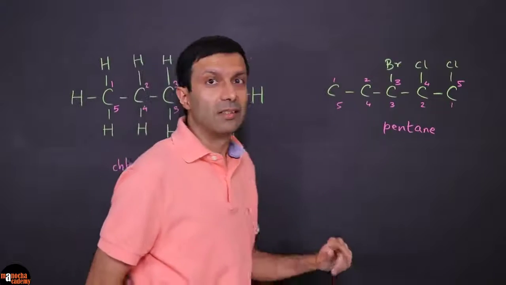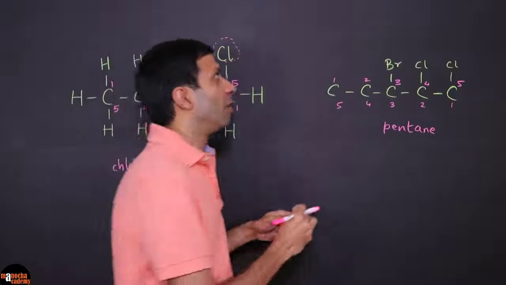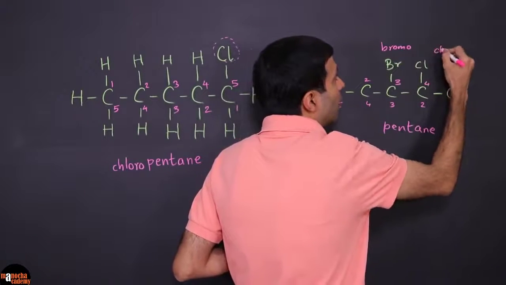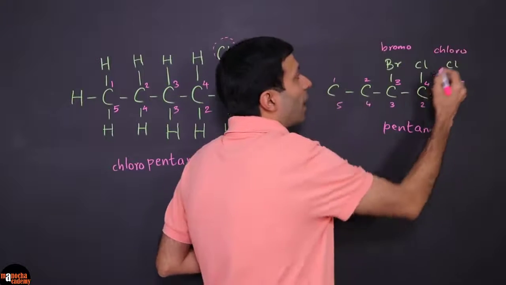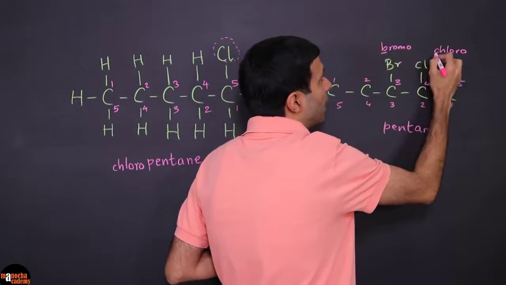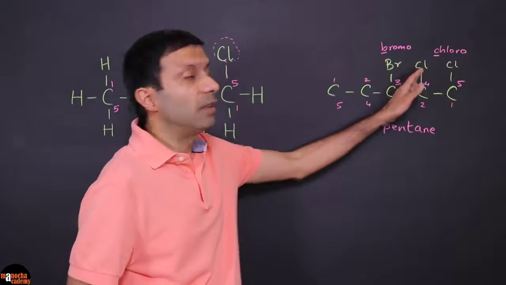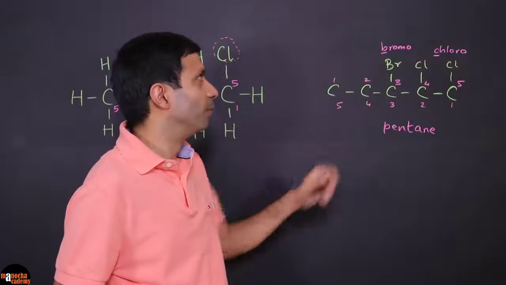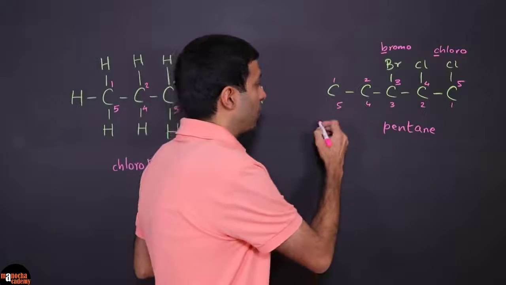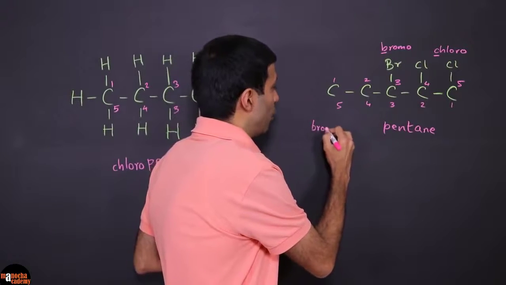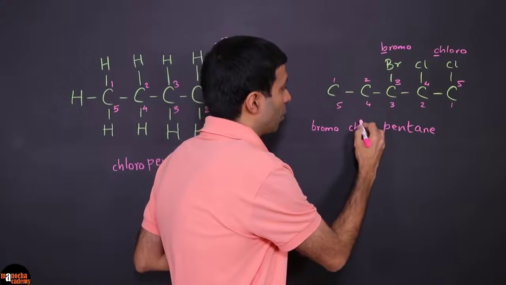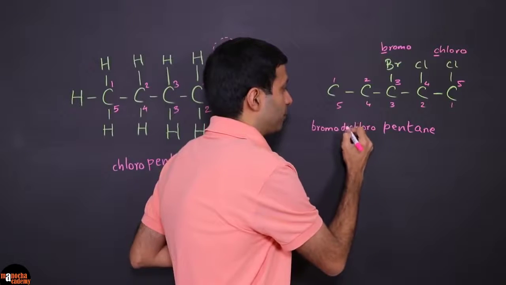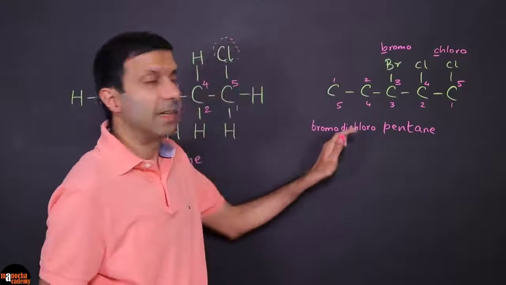Now there's another rule that comes in here when you have a bromo and a chloro: you need to go in alphabetical order. So B comes before C. You shouldn't consider the di in dichloro; the D is not important. We are comparing bromo and chloro. So the name bromo will come first. So there's a bromo and there's a dichloro.